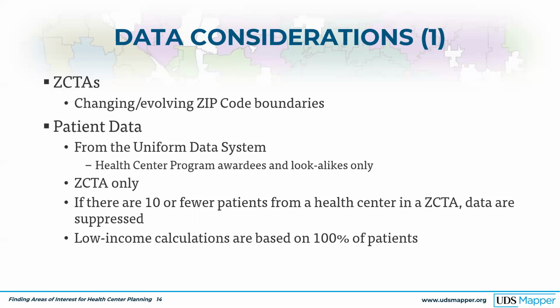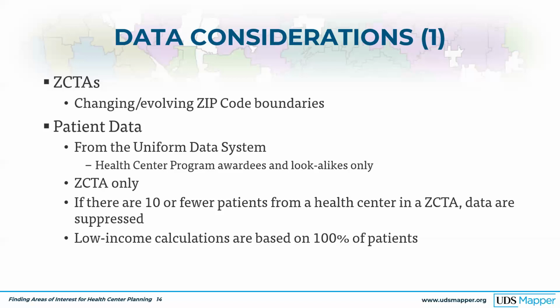Second, I also want you to remember that the patient data only come from one type of safety net program, the health center program, including awardees and lookalikes. Services provided by other safety net provider types are not yet represented in the UDS Mapper. Third, remember that the patient data are reported by zip code, therefore currently they can only be analyzed and displayed at the ZCTA level, so not by county, not by census tract, not any other geography.